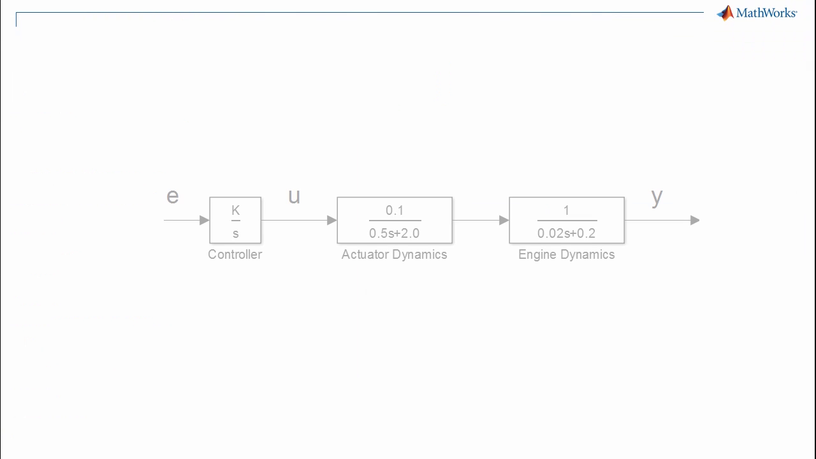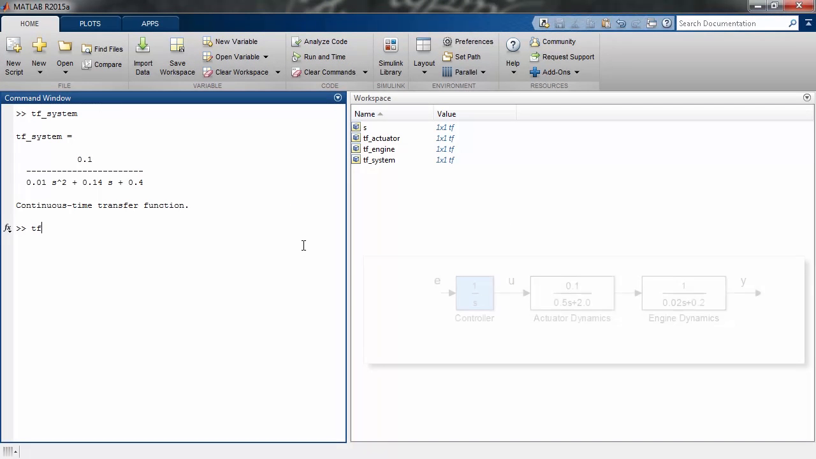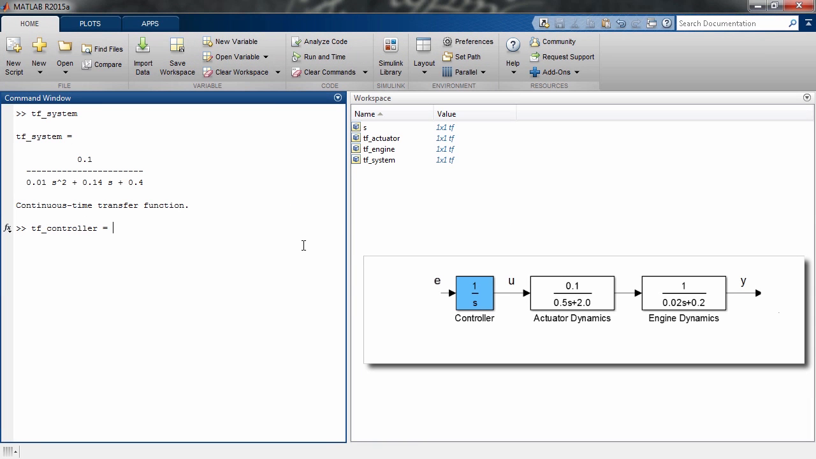Now let's design a controller for our system. In this case, the controller is a pure integrator, which eliminates steady state error. The gain K of this integrator is what we need to define according to the characteristics we would like our system to have. Let's start by assuming that K is equal to 1. The transfer function for the controller in that case can be defined as follows.